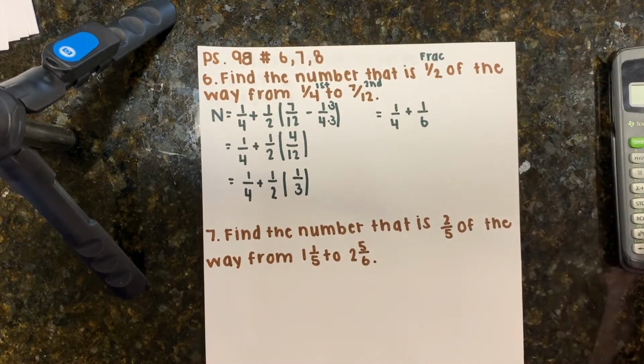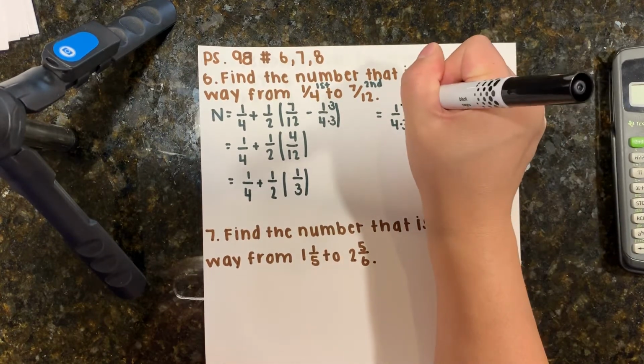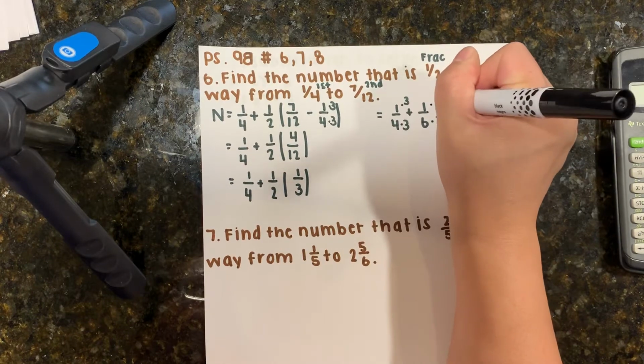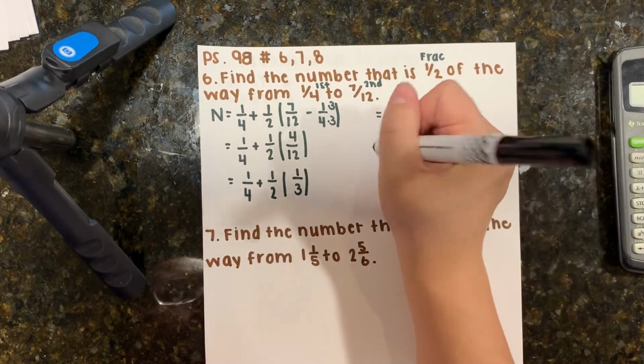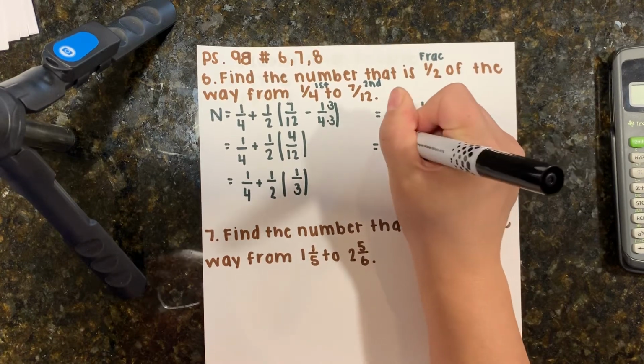Now, in order to add those fractions together, you're going to want to make a common denominator. That common denominator is going to be 12. So I have 3/12 plus 2/12, which leaves me with 5/12.